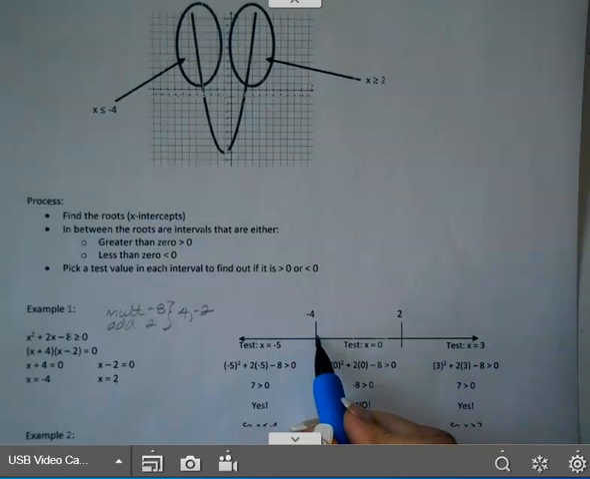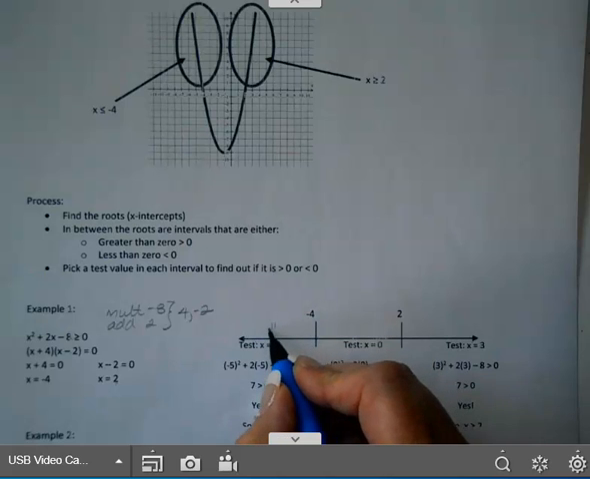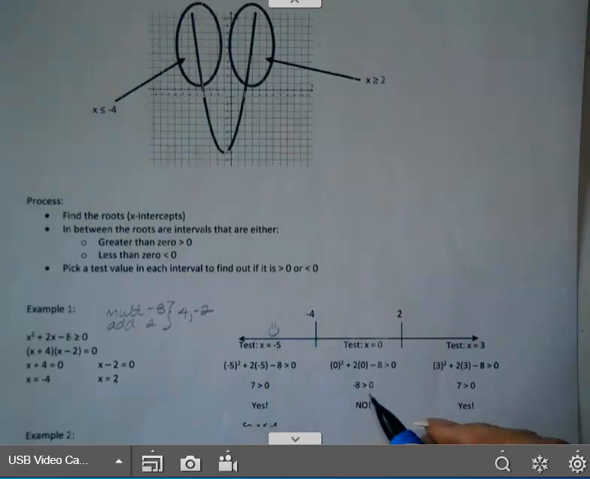So any point below negative 4 you can test. I picked negative 5, but you could pick negative 6, negative 10, it doesn't matter. Plugging in negative 5, I'll get 7 is greater than 0, which is true. So this interval is good. And then between negative 4 and 2, I picked 0. That's an easy one to test. So plug that in, and that's no. And then above this, I get a true statement.